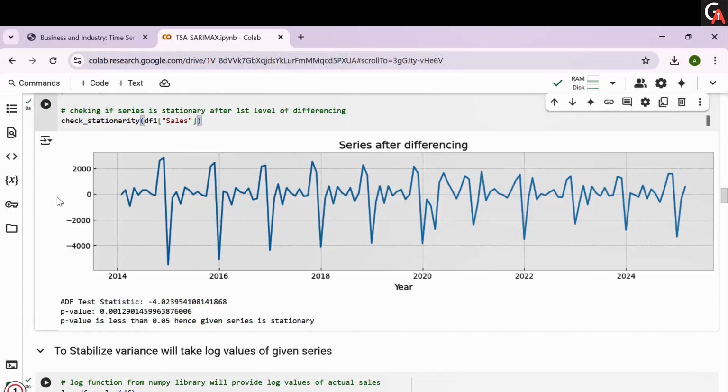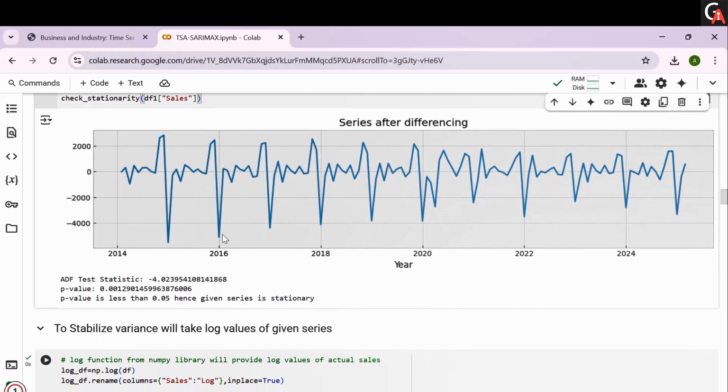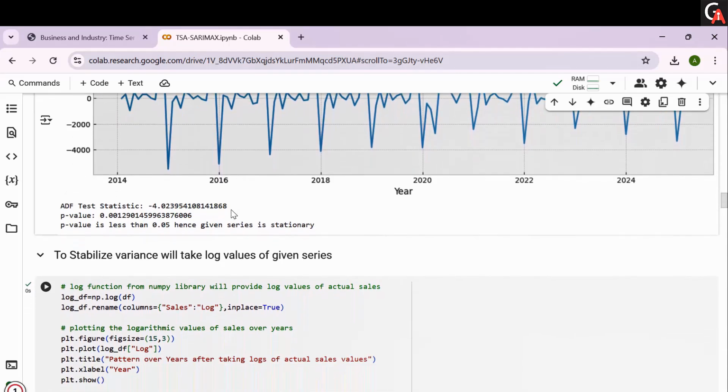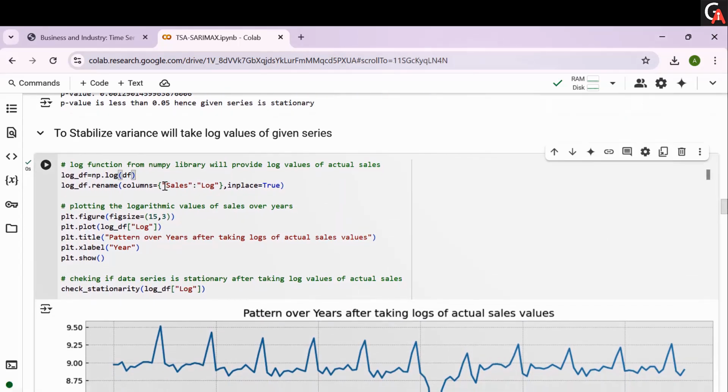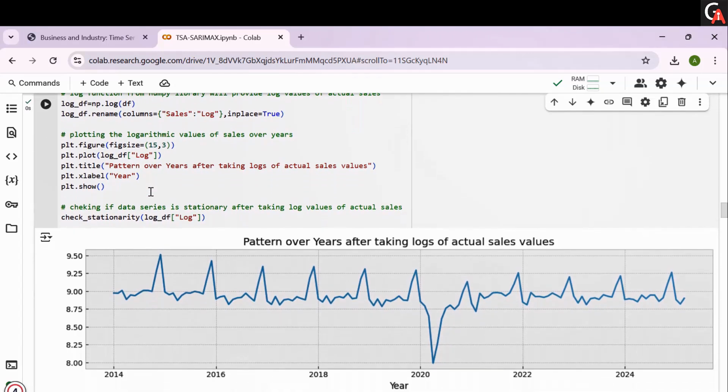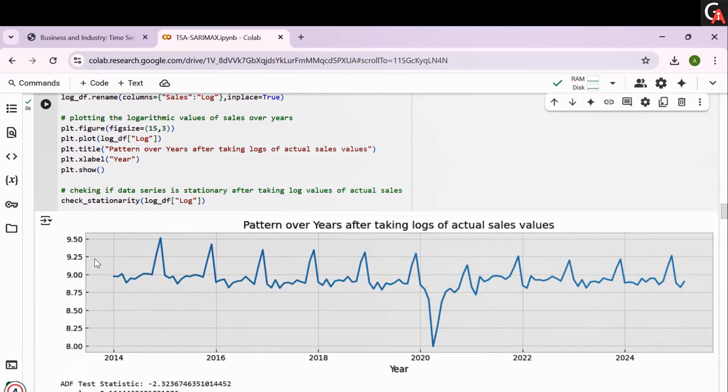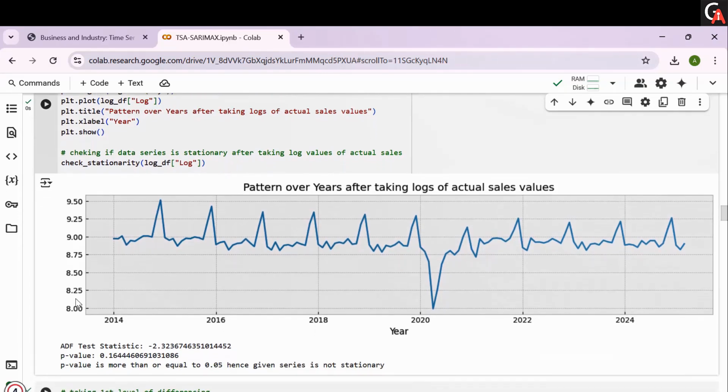So you can see that the mean is constant and the variance is also constant, but there are some spikes in the variance, right? So to stabilize those spikes, to stabilize that variance, we'll have to take the log values. Now, which log values will we take? So we will provide the actual sales value that we have to the log function of the NumPy library, which will return us the logarithmic value of these actual sales. And we'll try to plot that logarithmic series over years, and we'll also check its stationarity by using our ADF test. So this is the graph, and what are the results given by this ADF test?